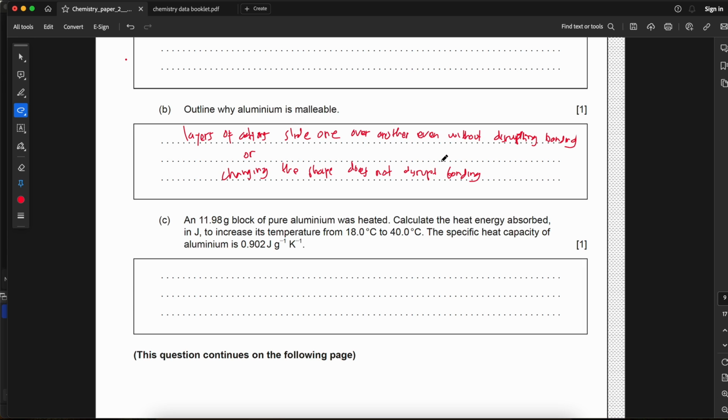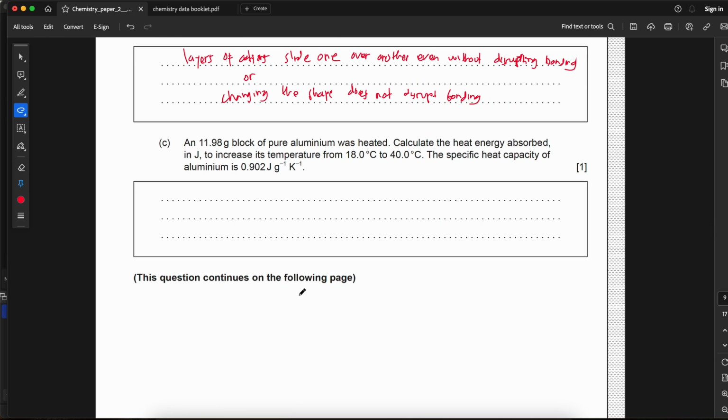So even though you bend or hammer it into a shape, the bond will not be disrupted, because metal has a regular structure. So an example like this, the different layers can slide one over another, so it will not disrupt the bonding. So they are not as fixed as you might have thought. If it were just rigid, the layers could not slide over one another. In this case, the metal would not be malleable.